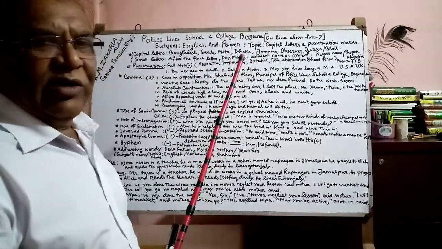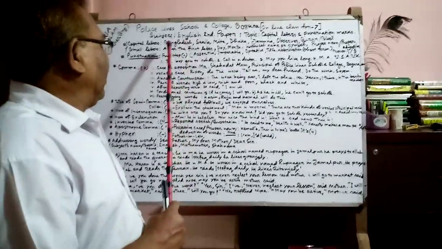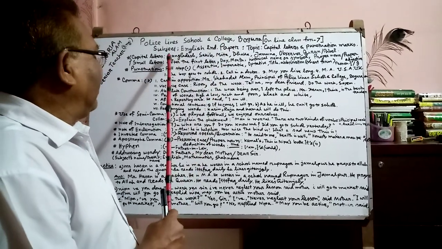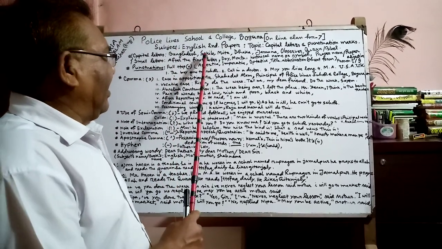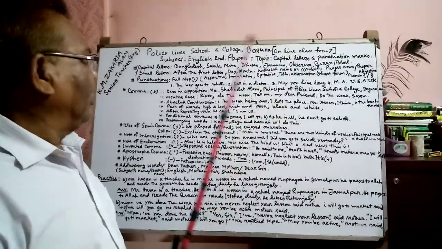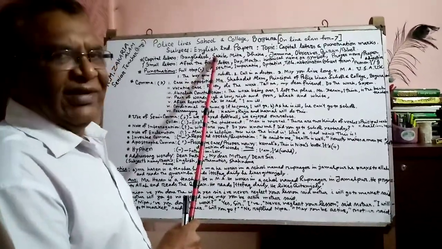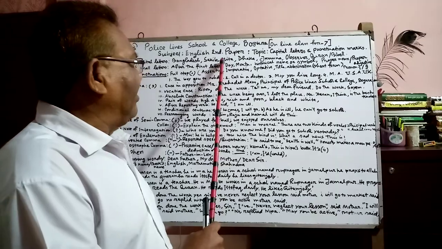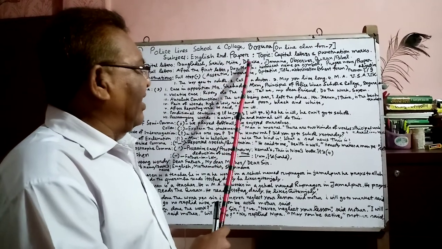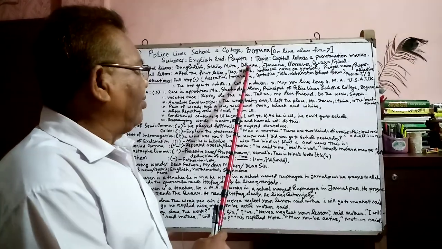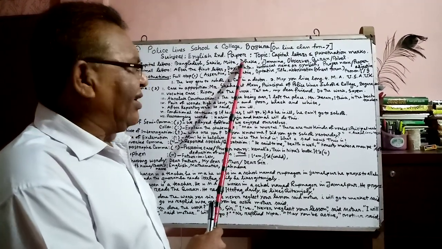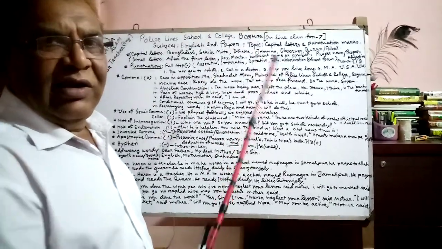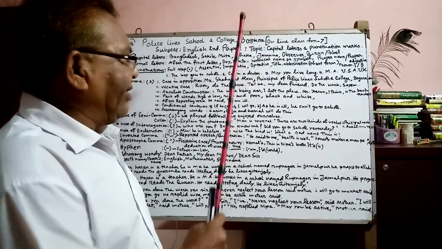Look at the board and follow carefully. Here Bangladesh is the name of a country, our beloved country. Here B is a capital letter. Here Sakib is the name of a person, so the first letter S will be a capital letter. Mita, M is the first letter, it will be a capital letter. Dhaka is the name of a place, so the first letter D will be a capital letter at the time of making answers. Jamuna, here J is the first letter, so J will be a capital letter.